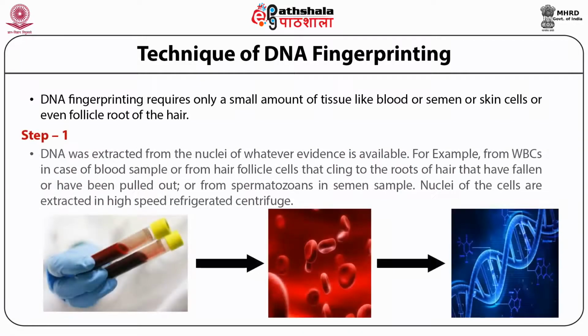In the first step, the DNA is extracted from the nuclei of whatever evidence is available. For example, from WBCs in case of a blood sample, or from hair follicle cells that cling to the roots of hair that have fallen or have been pulled out, or from spermatozoa in a semen sample. Nuclei of the cells are extracted in a high-speed refrigerated centrifuge. The diagram is showing you the DNA molecule extraction from a blood sample collected from the individual.